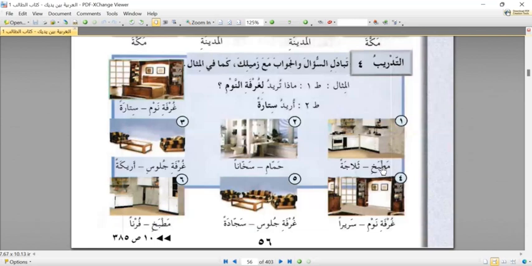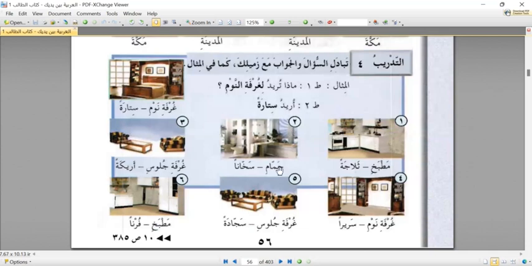What do we say? ماذا تريد للمطبخ؟ Okay, and then, what does it mean? What do you want for the kitchen? And then in answering, what do you say? Nam uridu, I want ثلاجة. I want a fridge. أريد ثلاجة. I want a fridge. أحسن.